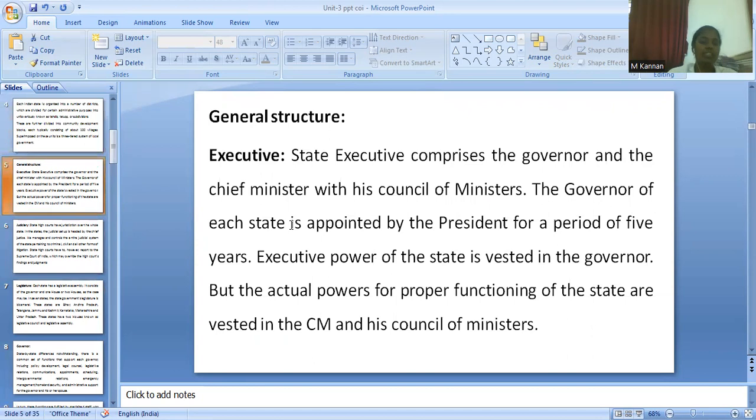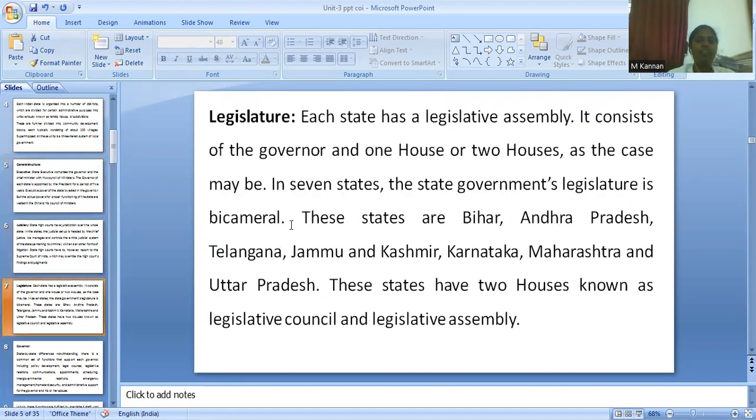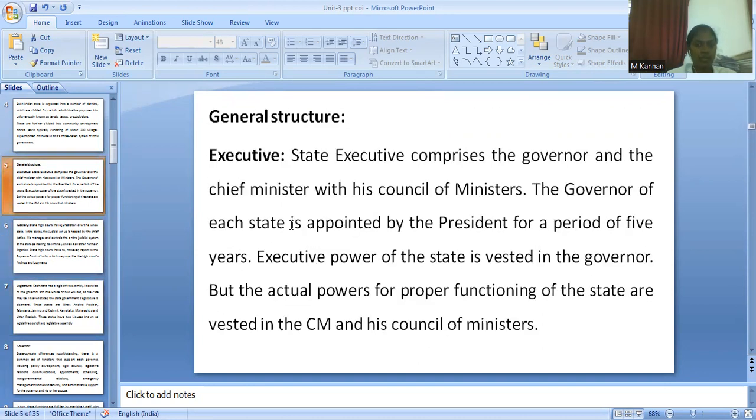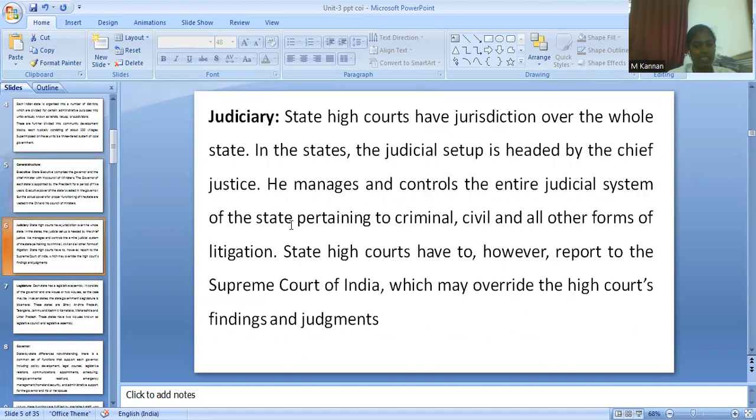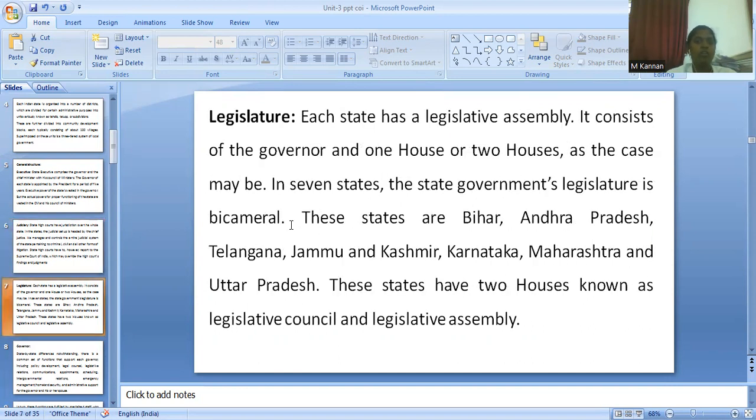So regarding the general structure of state government, it mainly comprises the executive, judiciary, and legislature. In the executive, the governor is the head, but executive power is vested in the governor, while the actual powers for the proper functioning of the state are vested in the CM and his council of ministers. Regarding judiciary, each state has a separate high court. Even though they are the head of the state, they have to report to the Supreme Court.